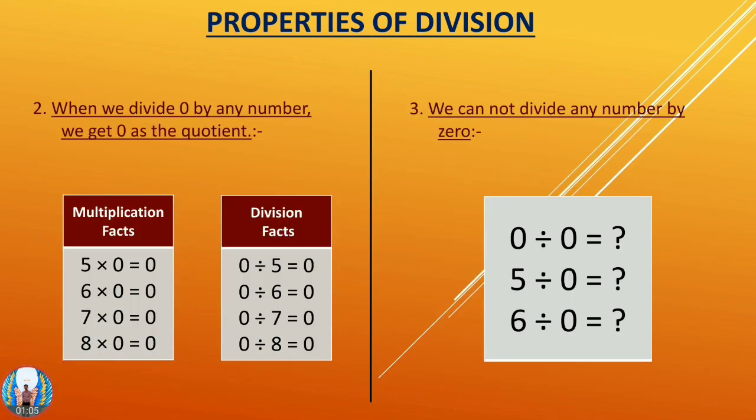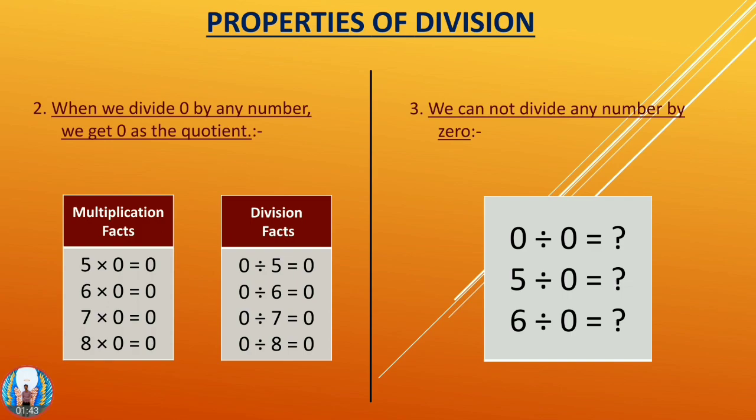Second, when we divide 0 by any number, we get 0 as the quotient. In multiplication, 5 into 0 equals 0, 6 into 0 equals 0, 7 into 0 equals 0 and 8 into 0 equals 0. In division facts, when we divide 0 by any number, we get the answer as 0. Here 0 divided by 5 equals 0, 0 divided by 6 equals 0, 0 divided by 7 equals 0 and 0 divided by 8 equals 0.